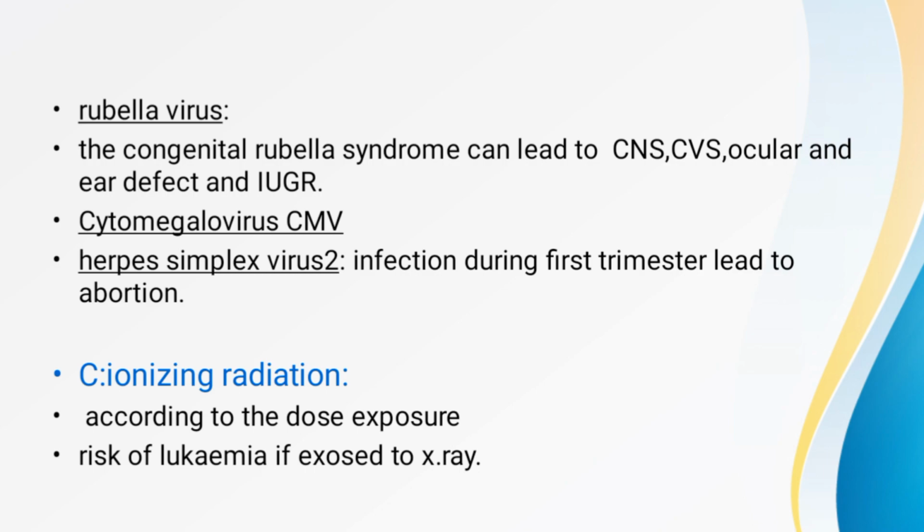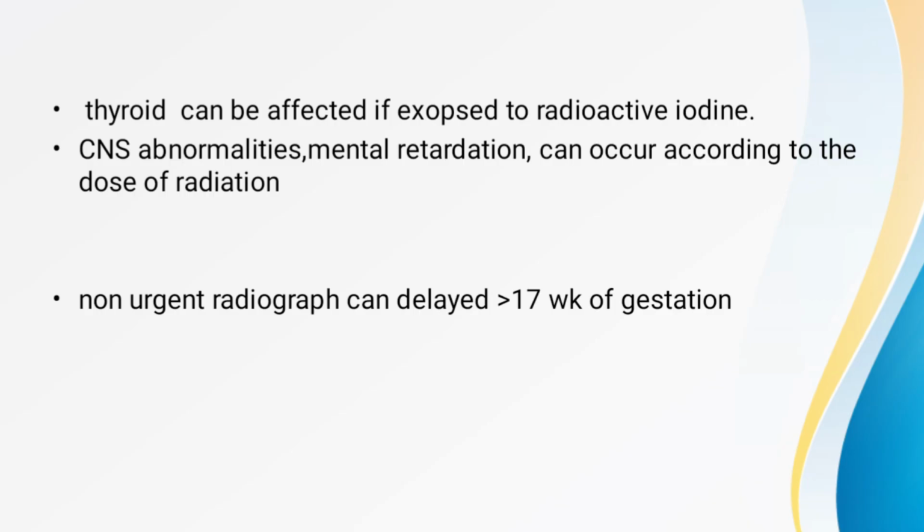Also, ionizing radiation can affect the fetus according to the dose of exposure, whether for a long time, for repeated times, and so on. Risk of leukemia, or also if the mother is exposed to X-ray. Also, the thyroid of the baby or the fetus can be affected if the mother is exposed to radioactive iodine. CNS abnormalities and mental retardation can occur according to the dose of the radiation. That means non-urgent radiographs can be delayed until after 17 weeks of gestation, which decreases the teratogene effect on the fetus.